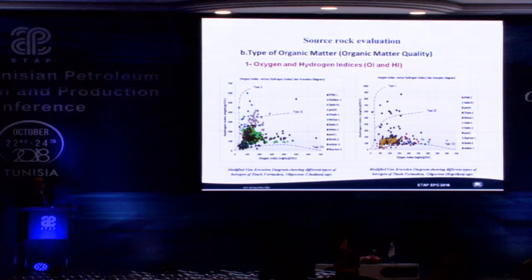Organic matter quality, oxygen index and hydrogen index. We make a relation between hydrogen index and oxygen index, modified Van Krevelen diagram. In Chattian, showing that we have mixed source rock type 2 and type 3. And in Rupelian age, we have a type 3 source rock gas prone.